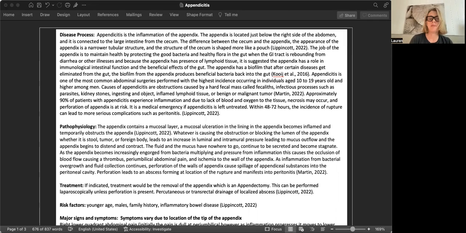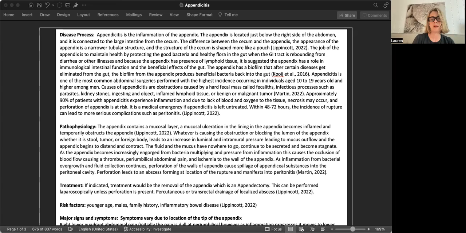Appendicitis is the inflammation of the appendix. The appendix is found on the right lower side of the abdomen, and it connects to the large intestine from the cecum. It looks like a finger-like protruding structure that comes out of the large intestine, specifically from the ascending colon.